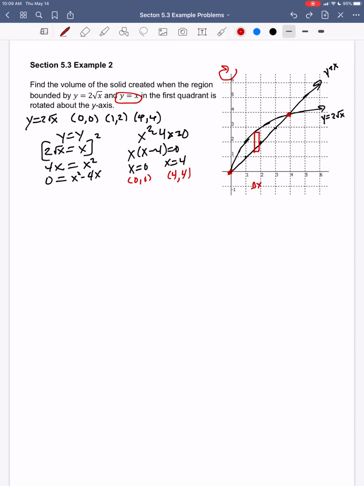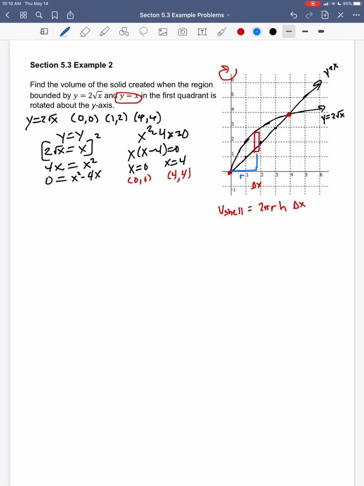We know that the volume of a shell is the circumference 2 pi r times the height h times the thickness, which in this case would be delta x. So where's the r going to be? Well, r is the distance from this rectangle to the axis of rotation.